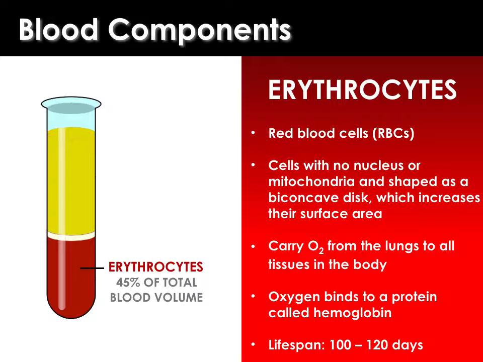These are cells that have no nucleus or mitochondria, and they're shaped almost like a frisbee. The term is a biconcave disc, and this helps increase the surface area. That's important for red blood cells because their function is to transport materials. So the more surface area they have, the easier it is for them to transport those materials. Red blood cells carry oxygen from the lungs to all the tissues in the body. Oxygen binds to a protein called hemoglobin within the red blood cell. And a typical red blood cell will last around 100 to 120 days.